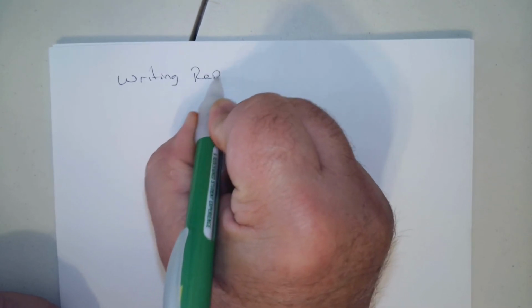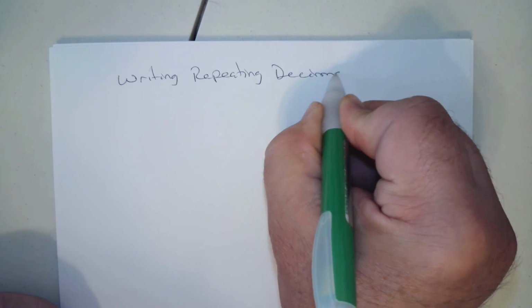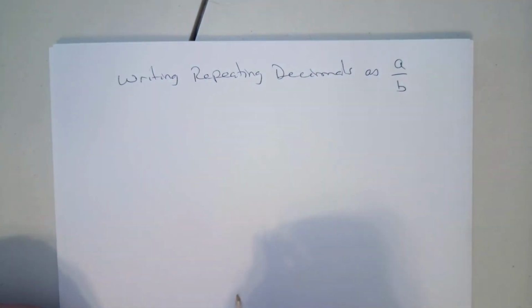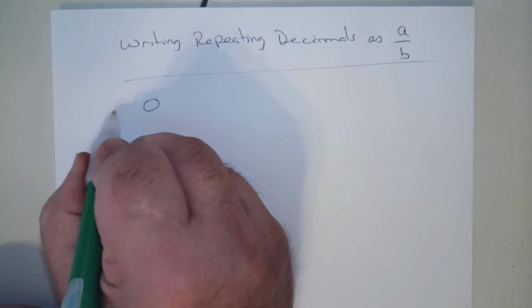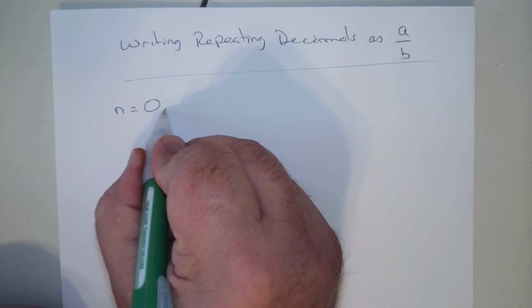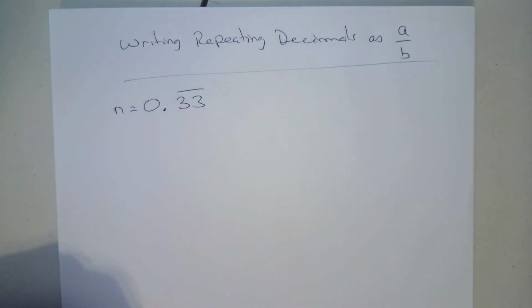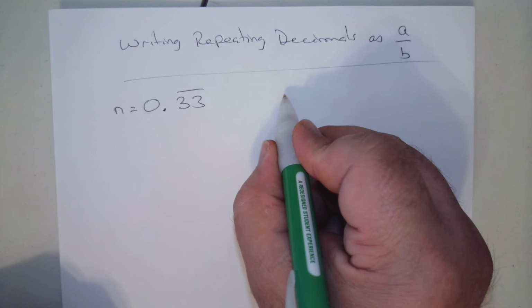Writing repeating decimals as A over B. For example, if I give you, let's say n, the number I'm dealing with is 0.3, and it's repeating. So let's see what that one's going to be.